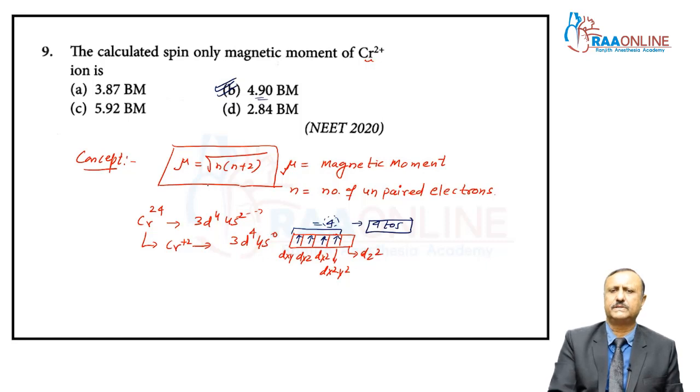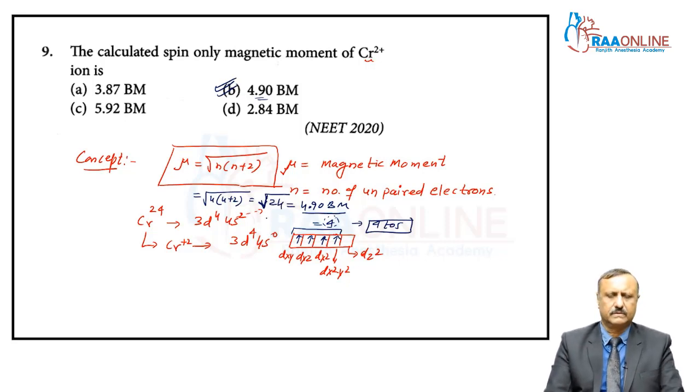That's why the answer is 4.90. You can also calculate this by this formula: 4 plus 2 is equal to 6, and 6 multiplied by 4 is 24, that is root 24. And root 24 is equal to 4.90, and BM is Bohr magneton. So when you calculate, you get the same number which is given in option B.